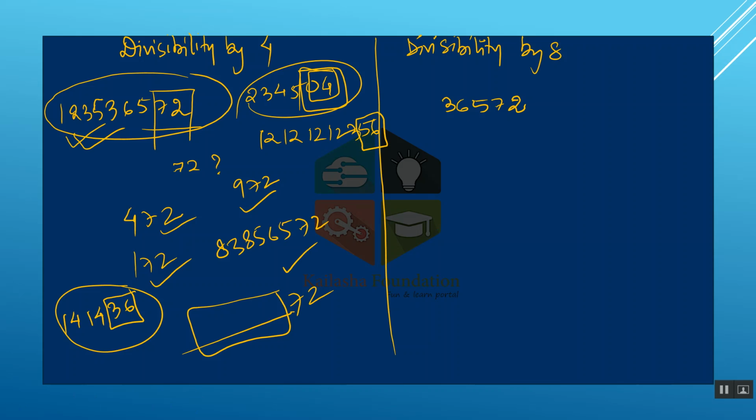Now, let us check a few numbers here. 1 2 1 2 1 2 1 2 3 5 6, 2 3 4 5 0 4, 8 3 8 5 6 4 7 2. Now, are these numbers divisible by 8? So what do we do? Do we do the same thing that we did in divisibility by 4? No, no, no. We will take 3 digits here.